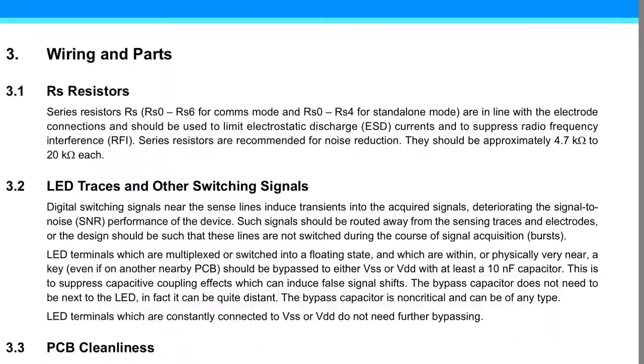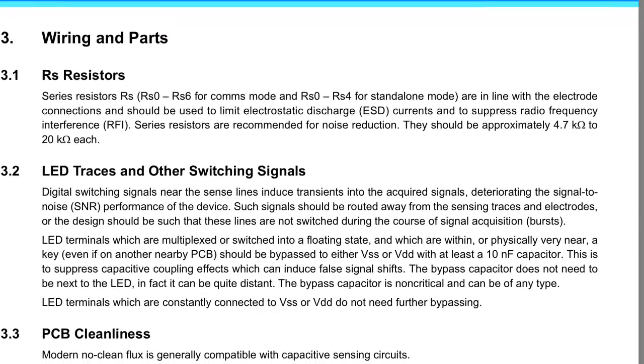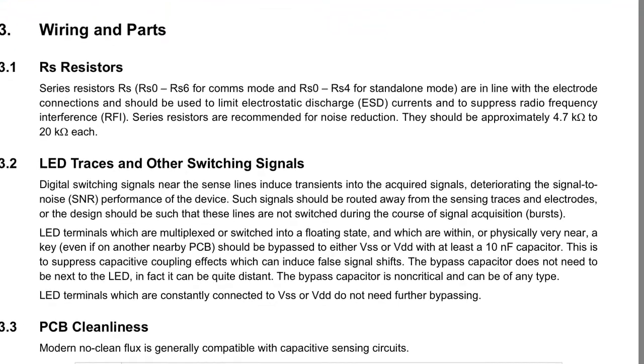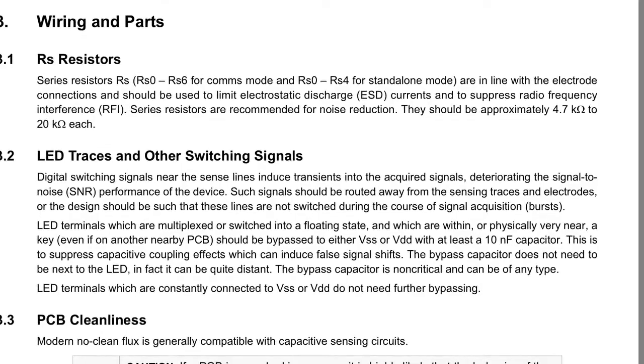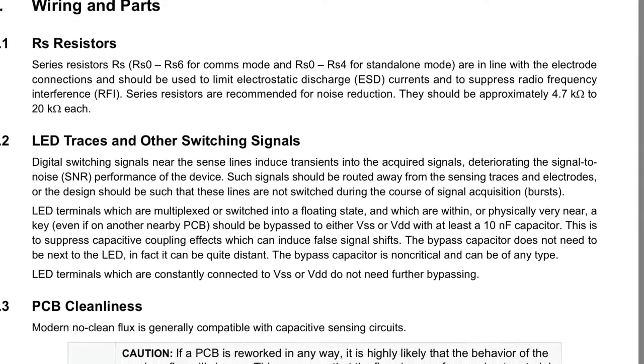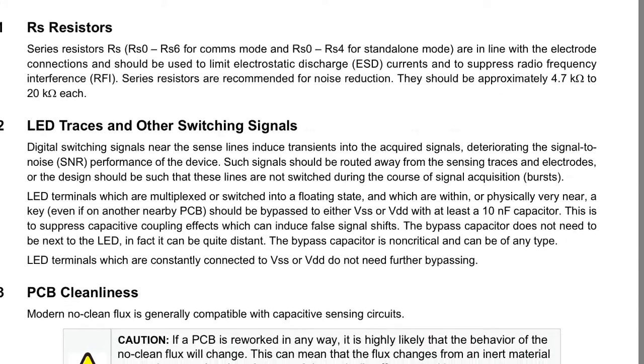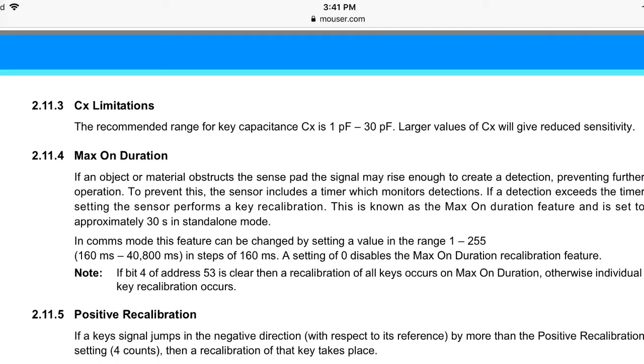The resistor values, as we can see here, should be between 4.7 to 20 kiloohms each. I think on mine I used about a 10 kiloohm resistor, and that seemed to work perfectly fine. And the other capacitors in the circuit, as we see on this page here, should be approximately 1 to 30 picofarads. And honestly, I don't remember exactly what size I used on mine.